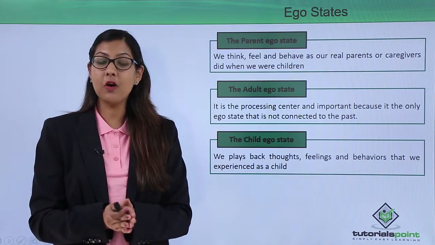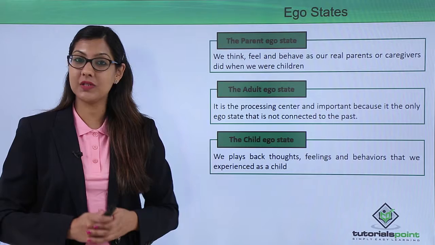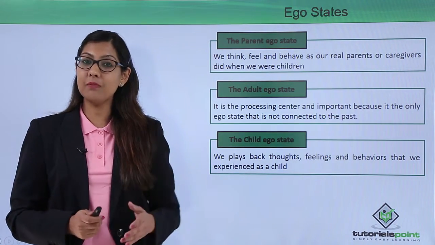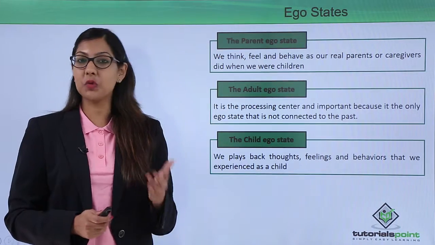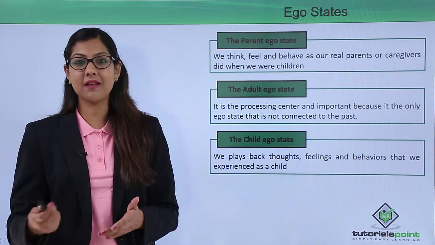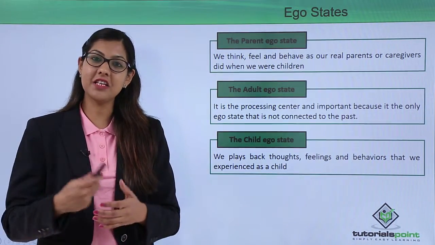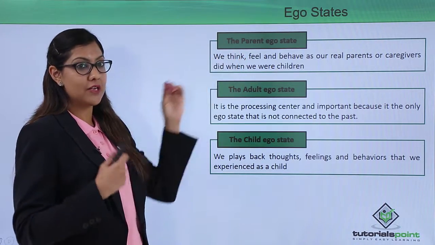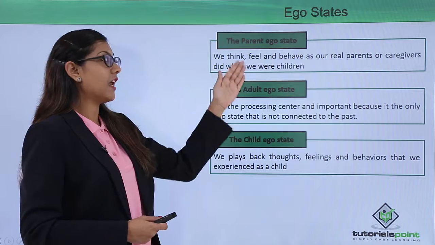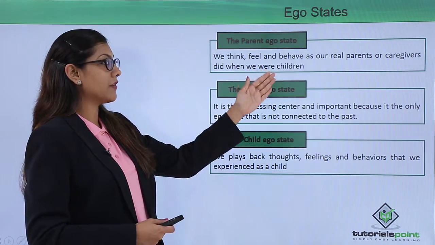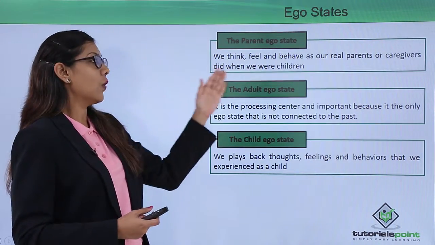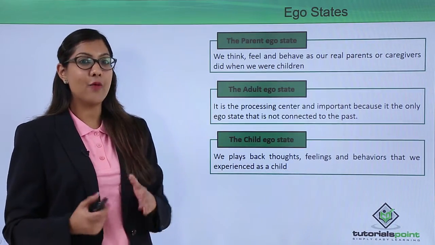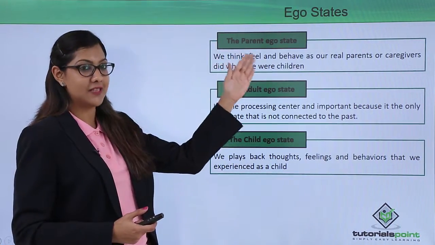As mentioned before, we have three different ego states which all individuals have in their mind. At some point, one ego state is more dominant. At another time and in another situation, another ego state is more dominant. The parent ego state really means we think, feel and behave as our real parents or caregivers did when we were children, and that is whom we copy and imitate when we are in the parent ego state.